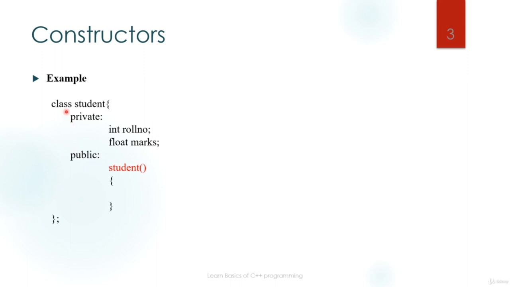Here, what we have done, we have created the class student. Within this, the two data members are declared as private. Then in the public section, we are going to define the constructor. Here we can see that the constructor has the same name as the class. As we already saw on the last slide, the constructor does not have a return type, not even the void type.